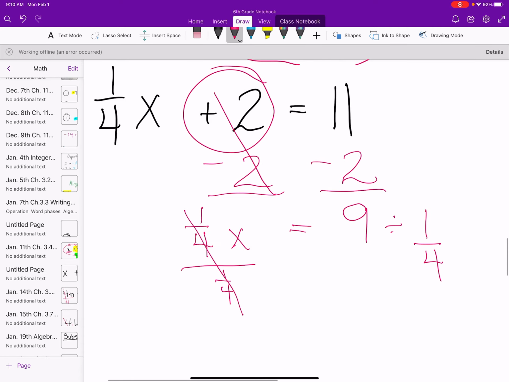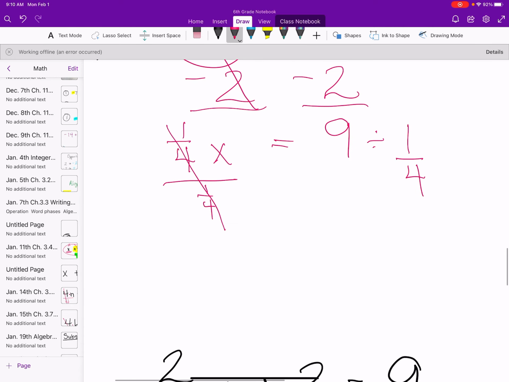Okay, now you see that I'm dividing a fraction. When we divide a fraction, we have to flip our second fraction. So I'm going to get 4 over 1 now, and we change our division sign to multiplication. So now I have 9 over 1 times 4 over 1.